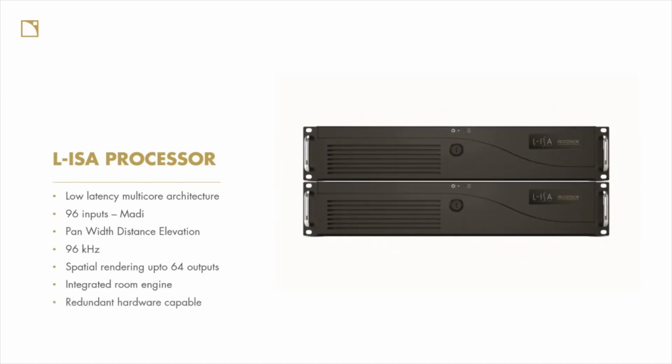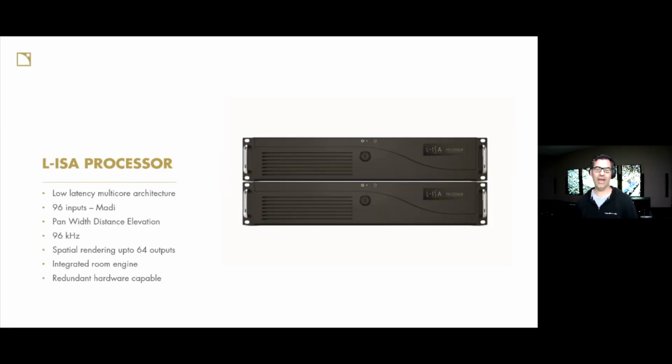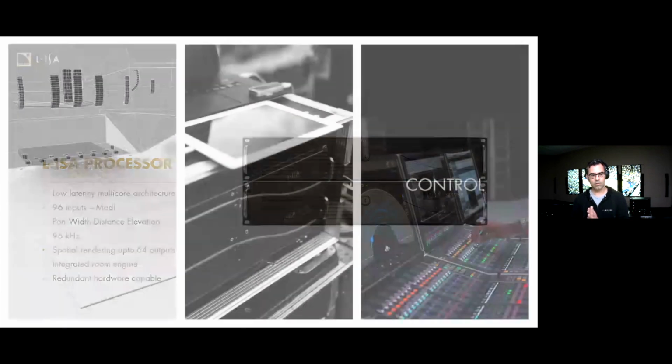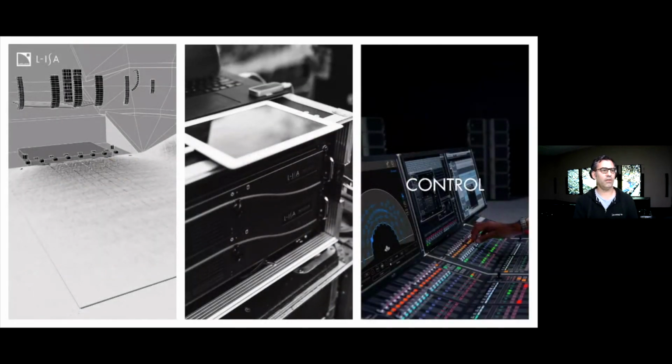The L-ISA processor has been designed from day one to be redundant capable as well. So for mission critical events like live shows, we can have 2 processors running in parallel to ensure that there's full redundancy and reliability. So step 1, all about the design, ensuring that the speaker coverage is as good as possible for a given venue. We have that processor to convert those channels of audio that you've always had into objects so you can dynamically control them throughout your mix.